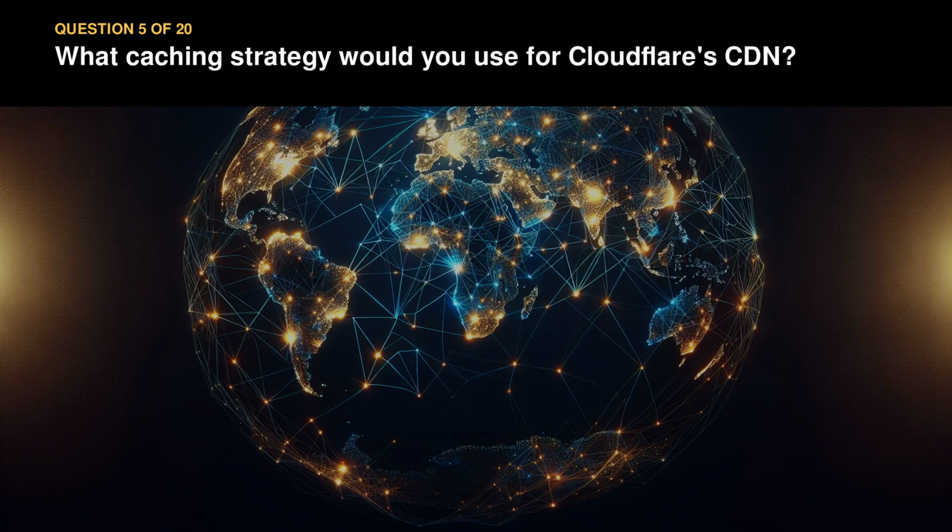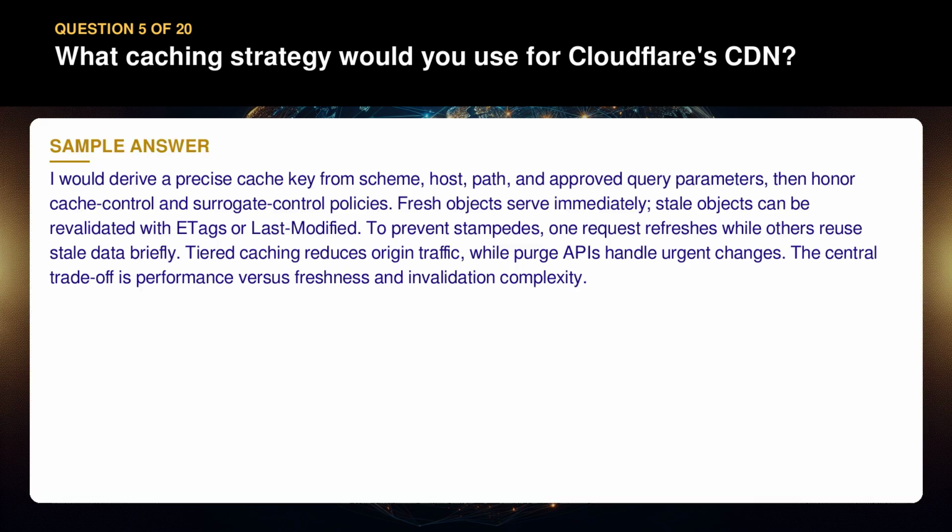Question 5. What caching strategy would you use for Cloudflare's CDN? I would derive a precise cache key from scheme, host, path, and approved query parameters, then honor cache control and surrogate control policies. Fresh objects serve immediately. Stale objects can be revalidated with ETags or last modified. To prevent stampedes, one request refreshes while others reuse stale data briefly.